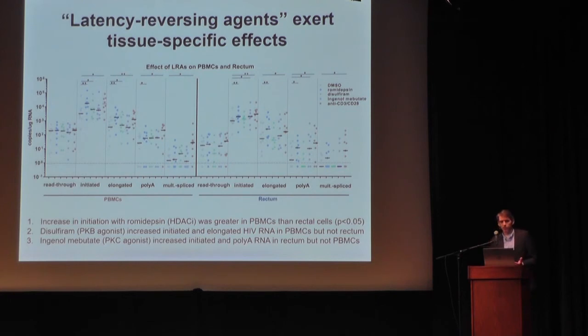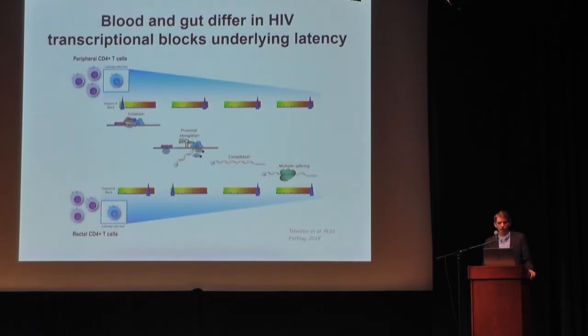And then as far as particular LRAs, we saw similarities as well as differences between blood and gut. For example, romidepsin, which is an HDAC inhibitor, increased initiation and elongation and polyadenylation in both sites, but the increase in initiation was a lot smaller in the gut compared to the blood. Disulfiram, which is shown in green, increased initiated and elongated HIV transcripts in the blood, but we couldn't detect any effect in the gut. In contrast, ingenol mebutate, which is an agonist of protein kinase C, seemed to have more effect on the gut than the blood, particularly as far as increasing polyadenylated transcripts. And again, none of these LRAs induced multiply spliced transcripts in either the blood or the gut.